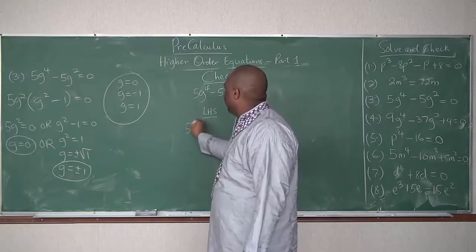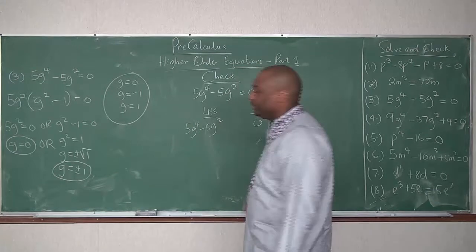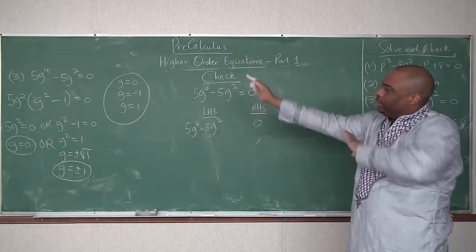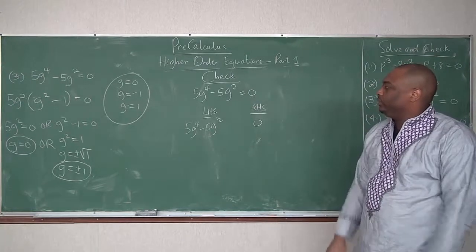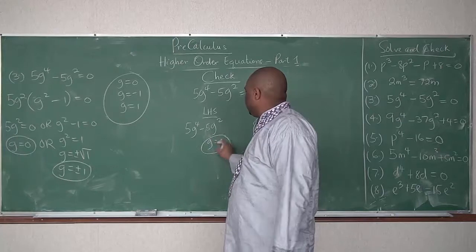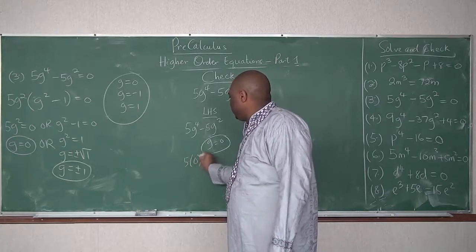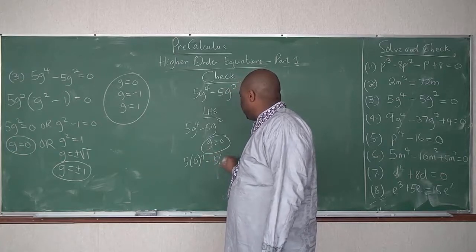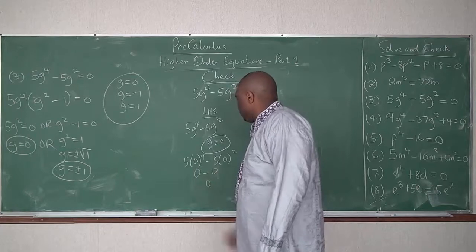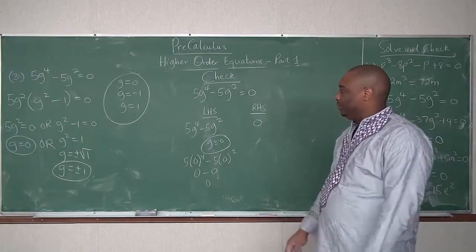Left hand side is 5g^4 minus 5g squared. Right hand side is 0. So we won't bother with the right hand side once we can make sure that the left hand side gives us 0. Let's check for g equal to 0. If we do that, we have 5 times 0^4 minus 5 times 0 squared. This is 0 minus 0, that gives you 0. It works for g equal to 0.